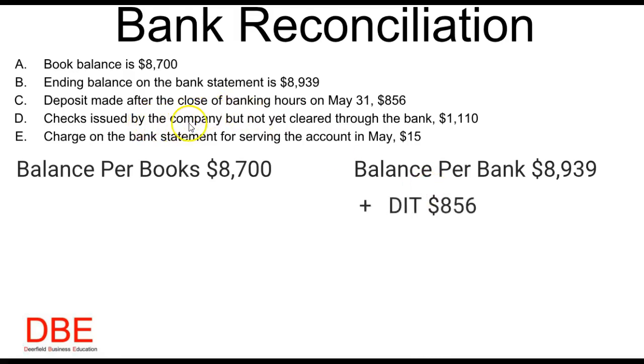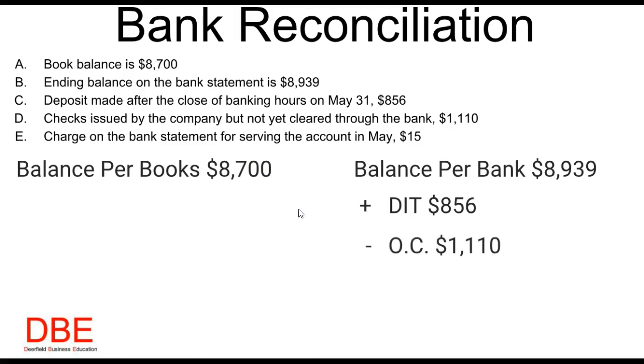Then I wrote some checks, but they have not cleared through the bank. That means the bank hasn't received them yet. The person I wrote the check to is holding on to them. Do you remember what those are called? Those are called outstanding checks. Remember, when I write a check, I subtract it from my records, my book balance. The bank has not received it, so to adjust the balance, I need to subtract the outstanding checks.